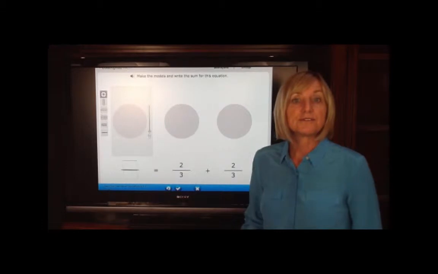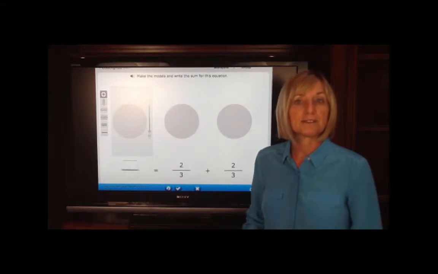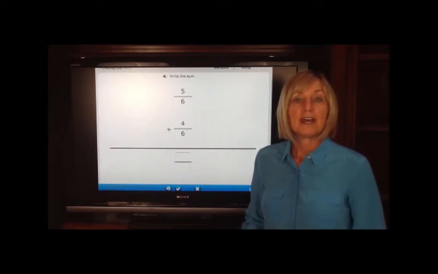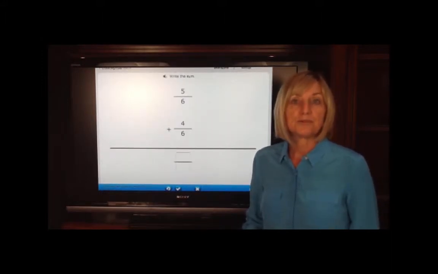Students then are introduced to numbers, where sometimes they're linked to the models as they put the number in and the model is created. Sometimes they create the models and the numbers. And finally, they move into numbers only, without any model support.